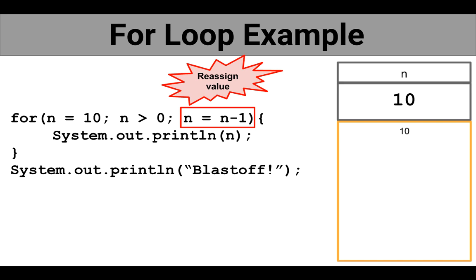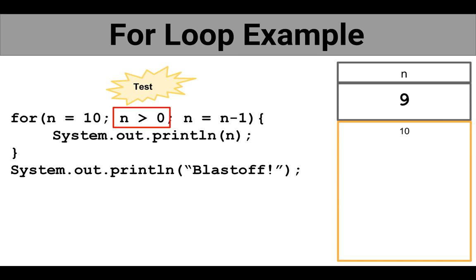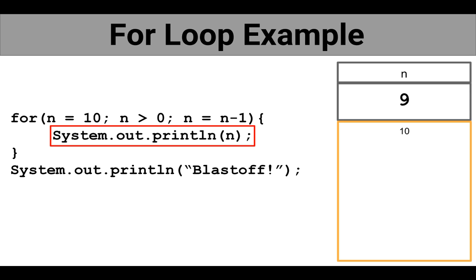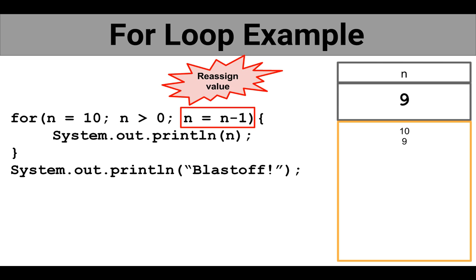And then we're going to pop back up to reassign the value. So now we're going to say n equals n minus 1, so n is now 9. And we move over to the test. Is 9 greater than 0? Yes. We move down to the body of the code. So we're going to print a 9. And then we move back up to reassign the value. So we're going to do n is equal to 9 minus 1. And so that's going to be 8.